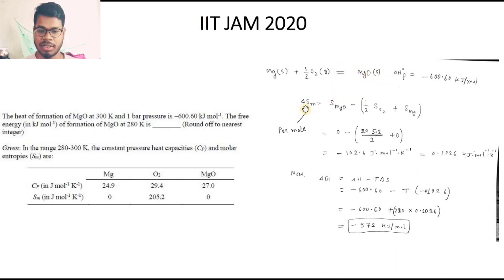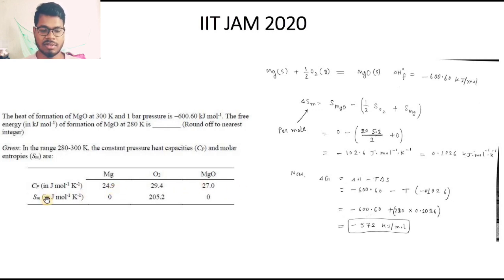Okay, so after that I just calculated the delta H value, because I know to calculate delta G I just need delta H minus T delta S. Delta H is given, so I just need delta S. T is given, so I just need delta S. So delta S I will get from this. You don't need Cp over here. Okay, they are just giving you to confuse.